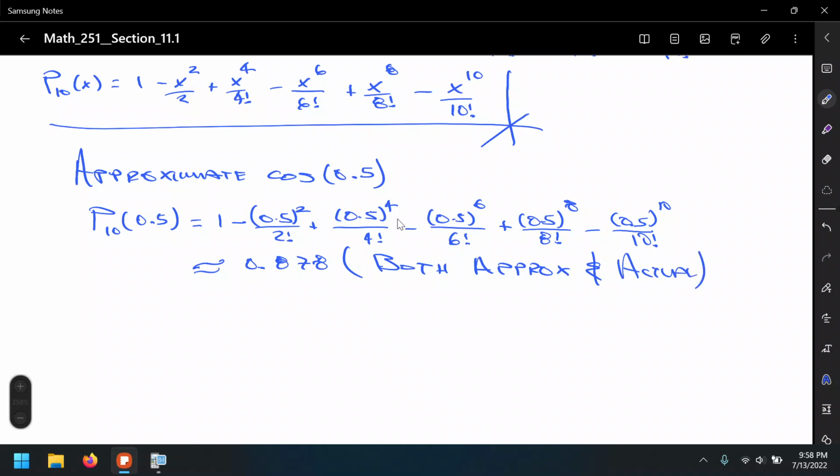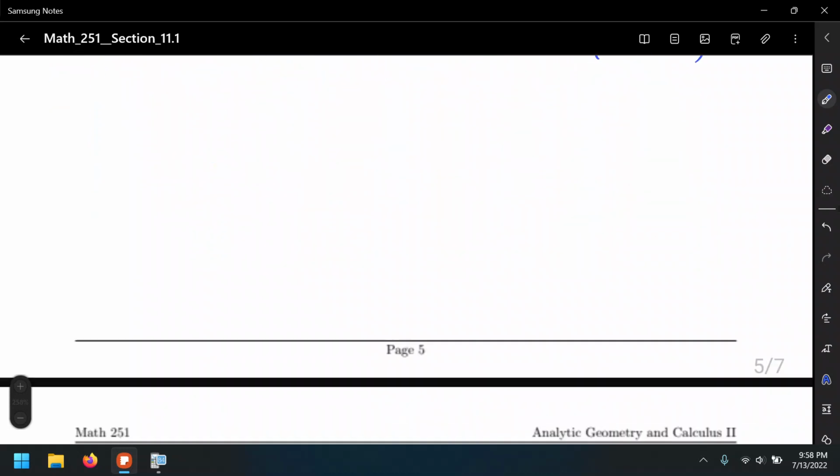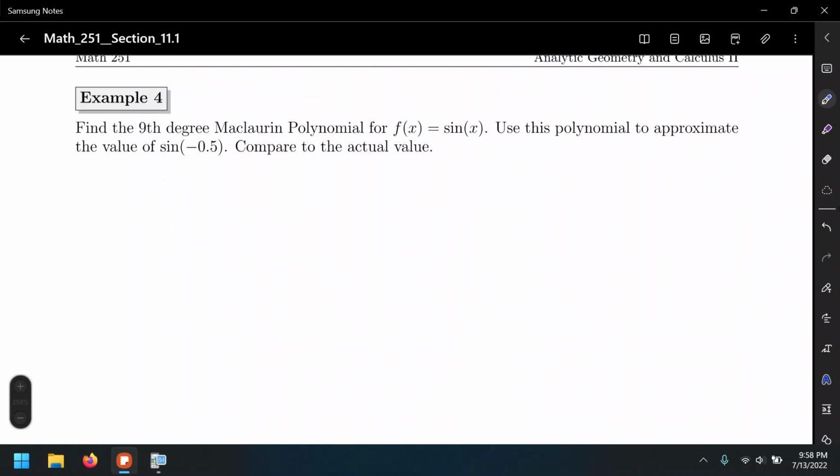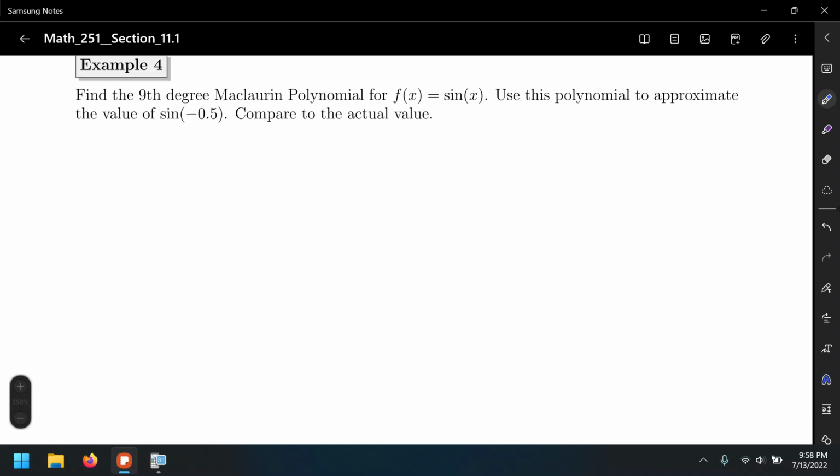All right, let's do another one. Let's do another exercise. Let's find the 9th degree Maclaurin polynomial for f of x equals sine of x. All right, so let's take a different approach for this exercise, and keep in mind instead of finding derivatives and writing a polynomial, let's take advantage of the previous result and use that information to come up with a Maclaurin polynomial for this function sine x.